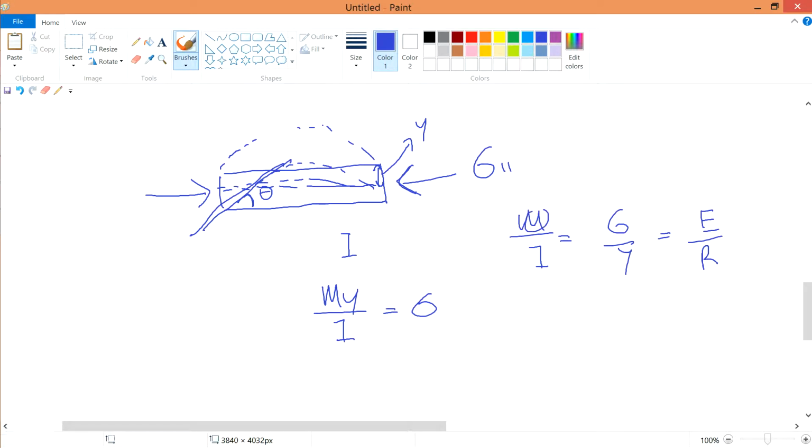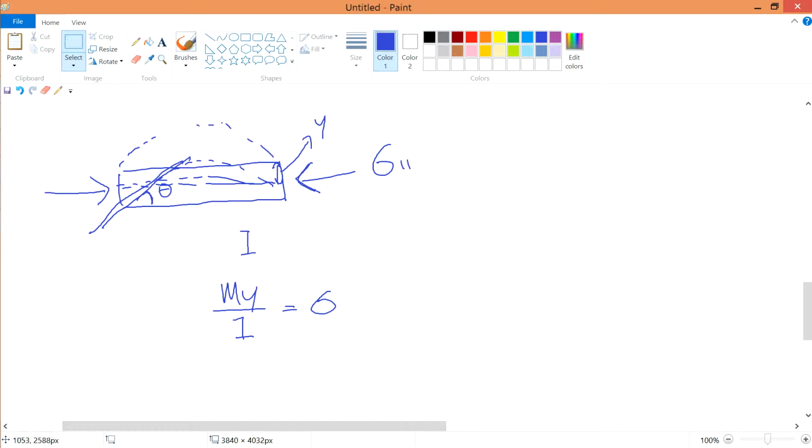This is the moment. This is the moment of inertia, this is the stress, this is the distance to the neutral axis, Young's modulus, and the radius of curvature, something like that. But what we are using now is simply to rearrange these two. So I'll just bring this y upwards only, if you still remember this formula.